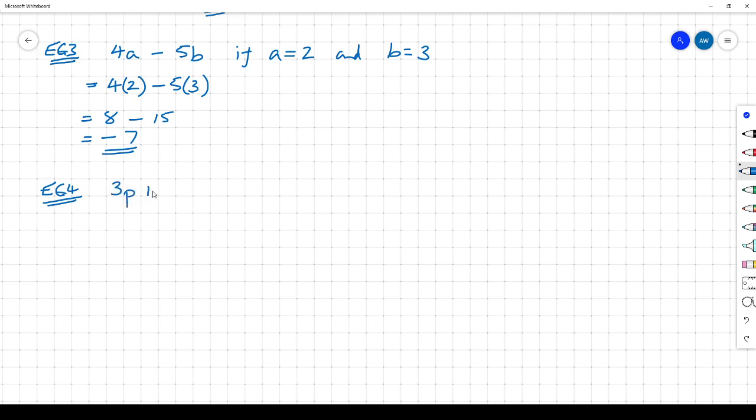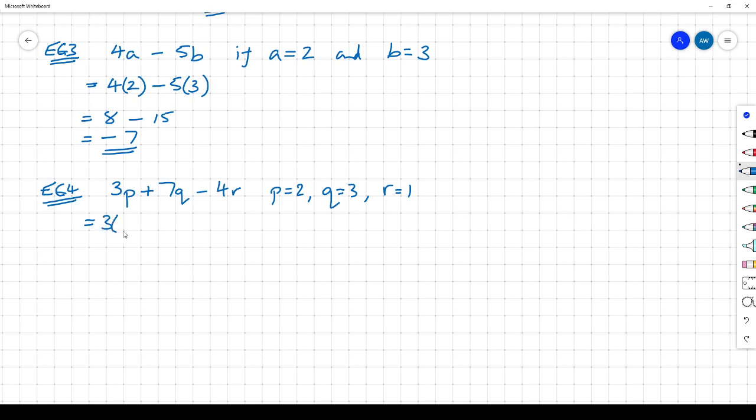Let's have a look. What if we had 3p plus 7q minus 4r, if p was 2, q was equal to 3, and r was equal to 1? So nice numbers for you to substitute in. We've just got 3 terms in our expression this time: 1, 2, 3 terms. And we know the value of each of those letters.